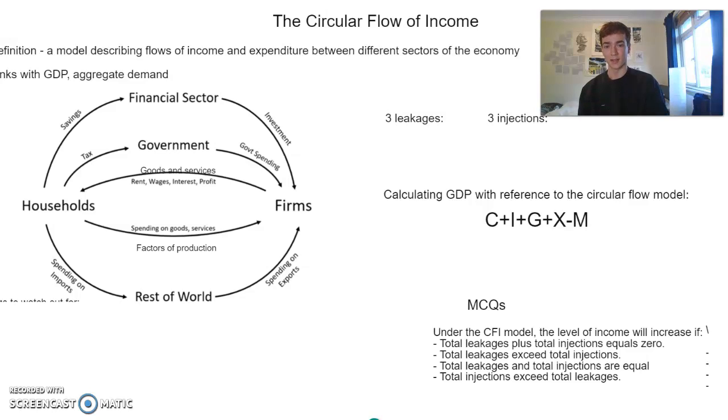Nothing has changed. The final answer, D, total injections exceed total leakages. That represents money coming into the economy. More money has come in than has gone out. So that means the level of income will increase in the economy.